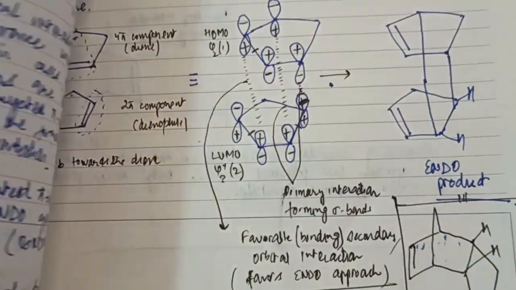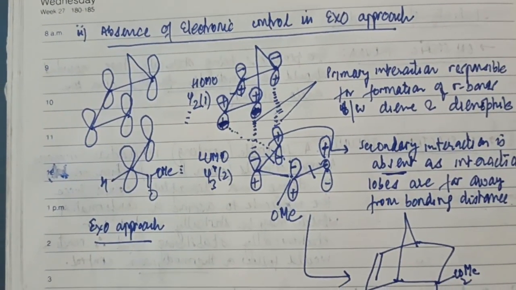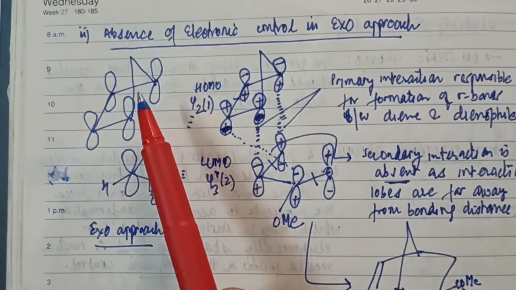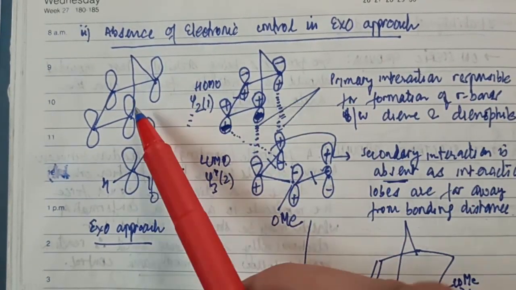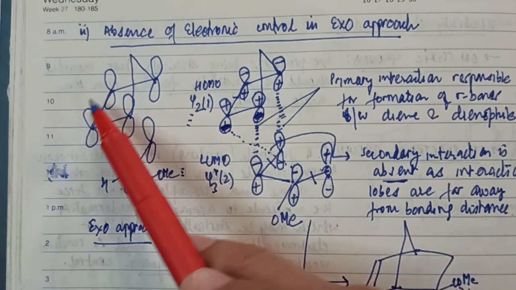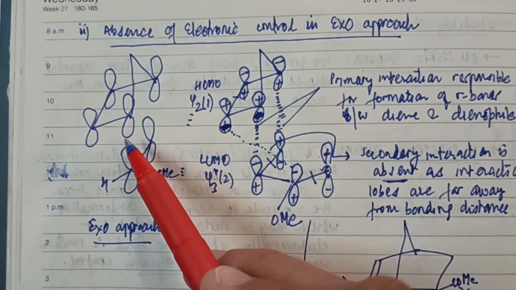So now let's see, is the secondary orbital interaction present in the case of the exo approach? Let's try to draw the exo approach. As I've written, absence of electronic control in exo approach. Again, in the cyclopentadiene molecule the methylene is above the plane. The dienophile is forced to come from below the plane.